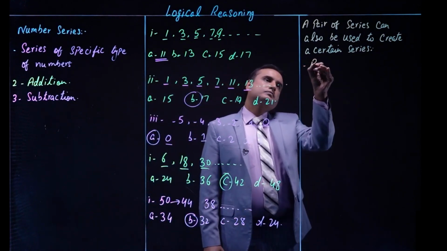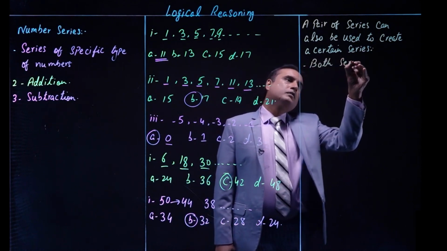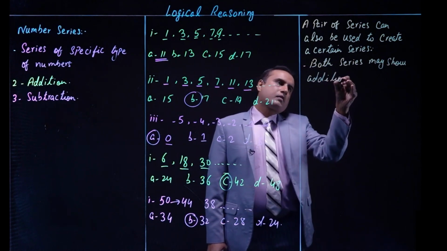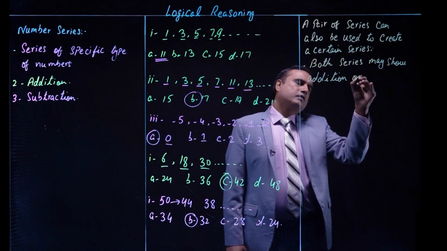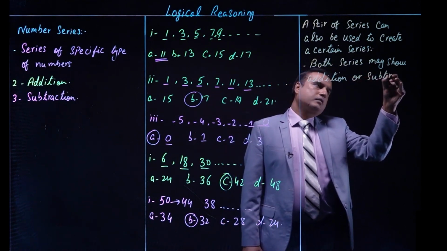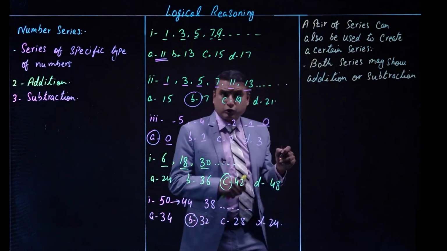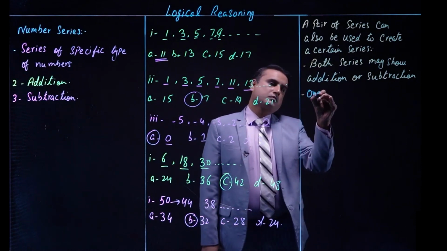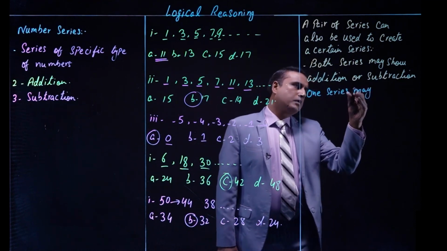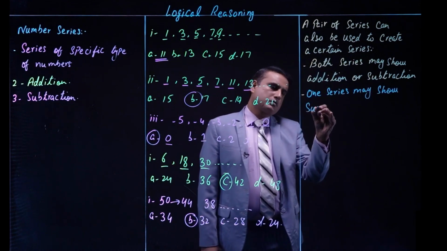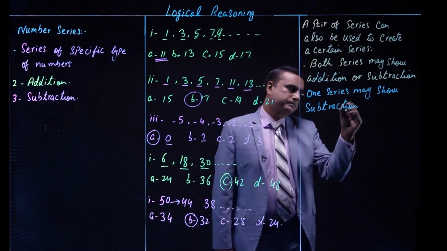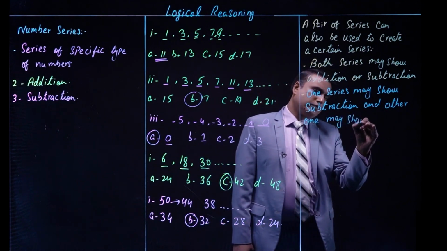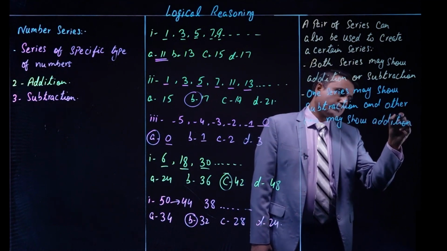मतलब मैं इसको लिख भी देता हूं. तीन ऑप्शंस हो सकती हैं. Both series show addition और subtraction. नंबर वन पॉसिबिलिटी तो ये हो सकती है अगर दो सीरीज वो पूछेगा. Another option can be, one series may show subtraction and the other one may show addition. ये भी हो सकता है.